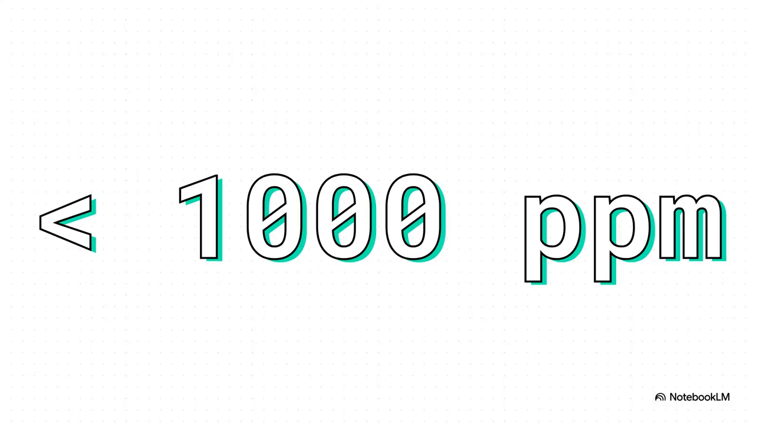So the number to watch for CO2 is 1,000 parts per million. You can think of this as a direct measurement of how fresh the air is. The moment levels start creeping above 1,000, studies have shown that our brain function literally starts to decline. That makes a super clear connection between the air we breathe and how well we perform at work.